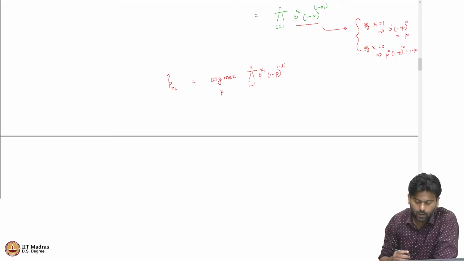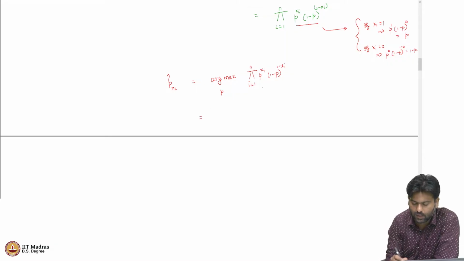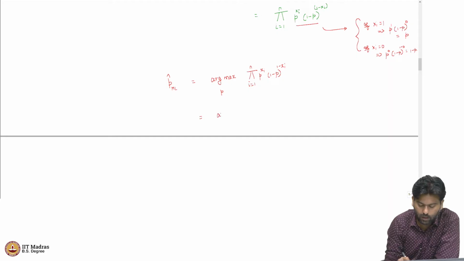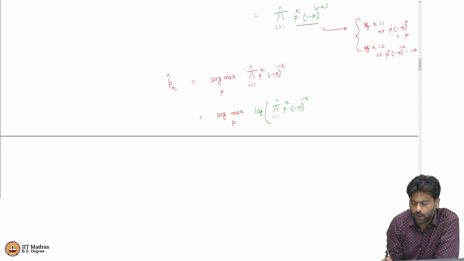Well, this is a function which has a lot of products. Typically, it's easier to deal with sums than products. So what you could do is take the logarithm of this function, and in fact, look at the argmax over p of the logarithm of the product of i equals 1 to n, p power xi into 1 minus p power 1 minus xi.